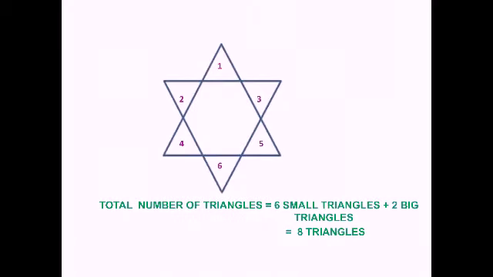Look at it very carefully. Okay, look here. As we can see, there are 6 small triangles, and triangle number 1, triangle number 4 and triangle number 5 are marked, forming a huge triangle, a big one. Again, triangle number 2, triangle number 3 and triangle number 6, if we add all of them, that is also making a big triangle. So as we can see in the diagram, there are 6 small triangles and 2 big triangles. So total there are 8 triangles. Clear?